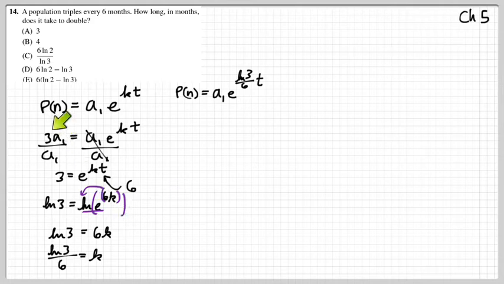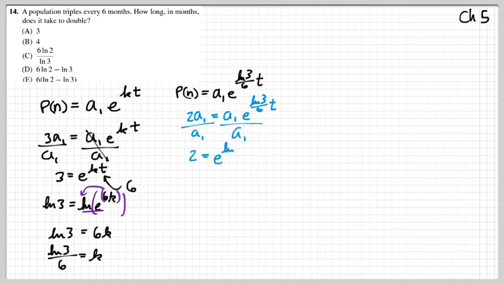Now, remember last time we tripled the a sub 1. This time I want to write it as doubled. So 2a sub 1 equals a sub 1 times e raised to the natural log of 3 over 6 times t. And that is all we want, because it says how long in months. That t right there, once we know what that t is, we find our answer. So let's get rid of these a sub 1s by dividing both sides by a sub 1, which we're allowed to do, says algebra. And then to get rid of that base e, we're going to natural log both sides.